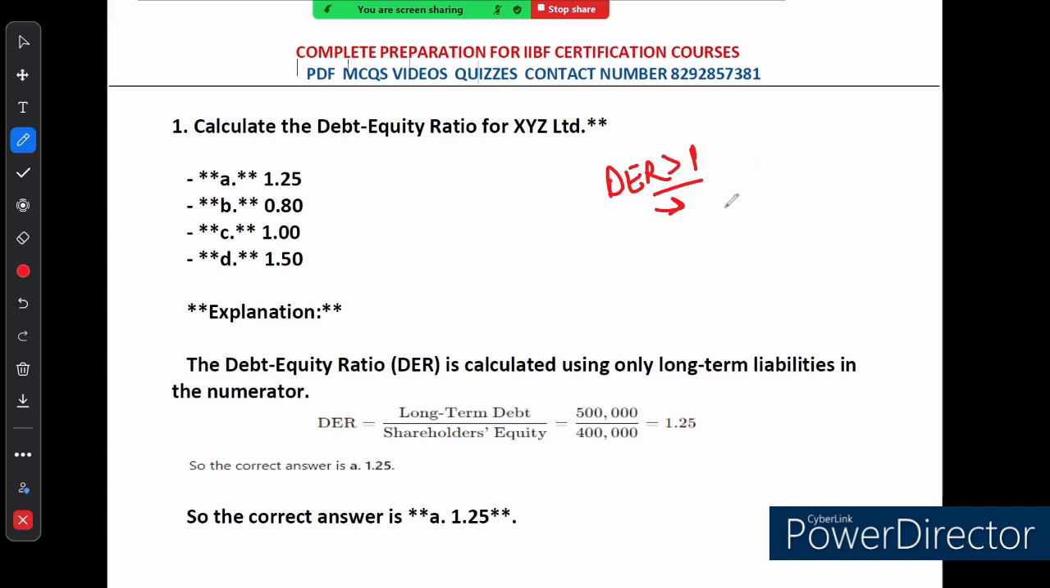Obviously, what does this ratio indicate? This company is using more debt as compared to equity to finance its operation. In such a case, the expansion project is likely to increase the company's reliance on debt, which is reflected in the debt equity ratio.